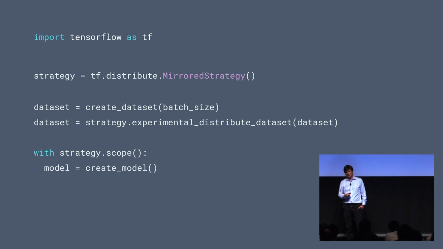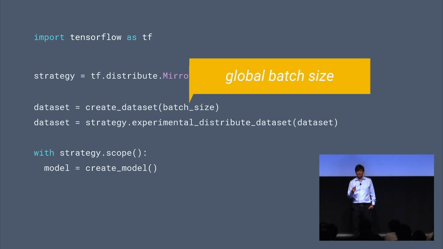So let's take a look at how an example of a custom training loop distributed through a distribution strategy would look like. So we create an instance of a distribution strategy, and then we create a dataset using your own create dataset method that takes a batch size. The important bit here is that the batch size should be the global batch size. That is a batch size that you choose independently of the number of replicas or devices on which you're going to run your computation.